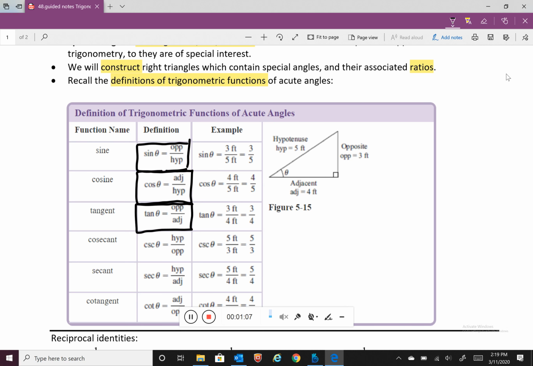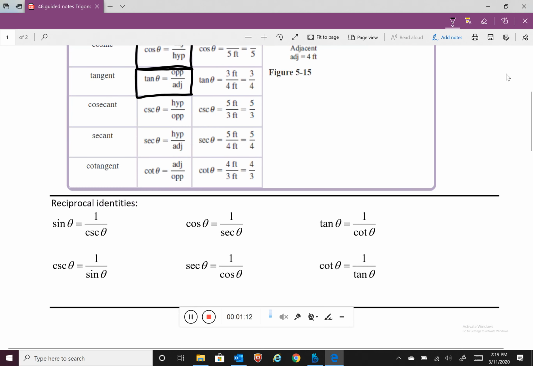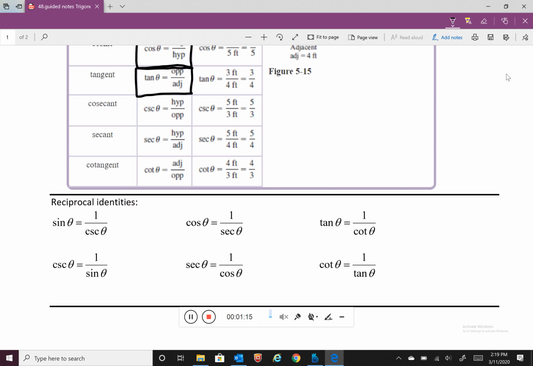And then we have the reciprocal trigonometric functions. So the reciprocal identities we have is that sine of any angle is equal to 1 divided by cosecant of that angle. And that also means that cosecant of any angle is 1 divided by sine of that angle. And so this will hold true for cosine and its reciprocal trigonometric function secant, and tan and its reciprocal trigonometric function cotan.